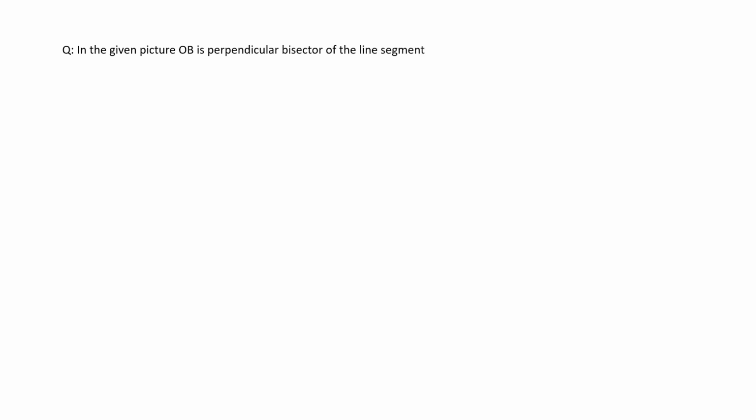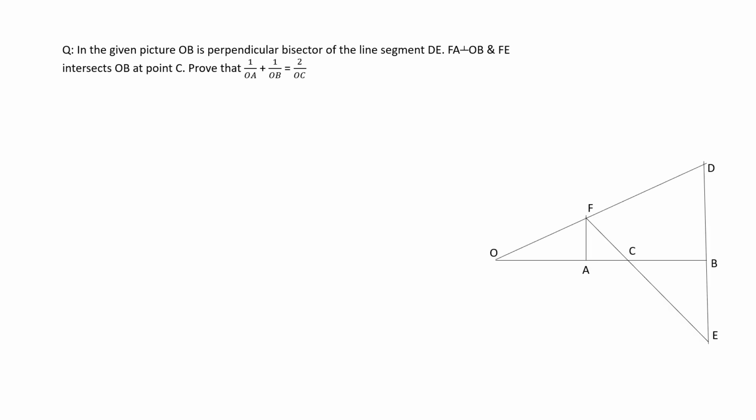In the given picture, OB is the perpendicular bisector of the line segment DE, FA is perpendicular to OB, and FE intersects OB at point C. Prove that 1 by OA plus 1 by OB equals 2 by OC. Let's draw the picture. So given that OB is the perpendicular bisector of the line segment DE and FA is perpendicular to OB, and FE intersects OB at point C.